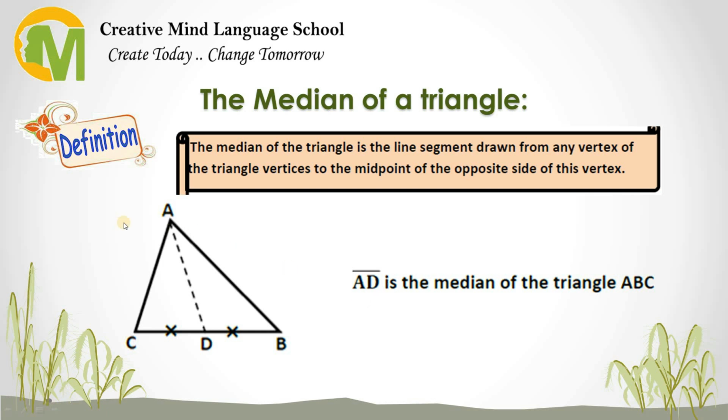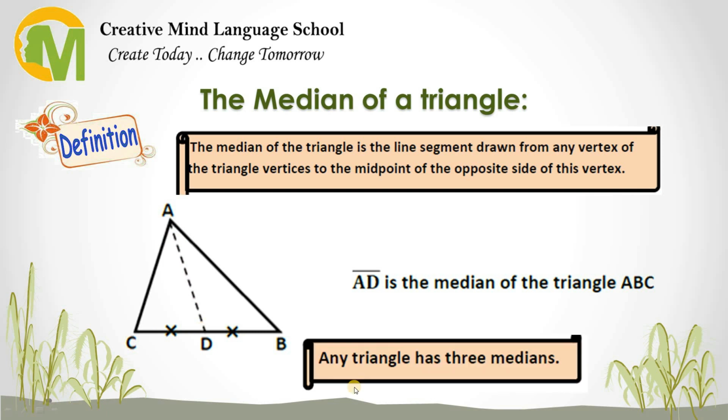The median has 2 conditions. First condition, the median is a line segment drawn from any vertex of the 3 vertices of the triangle. The second condition is it should be drawn to a midpoint on the opposite side. Here we have D, a midpoint on BC, and A is a vertex of the triangle. Then we should consider AD as a median in this triangle. This is a very important point to remember, that any triangle has 3 medians.